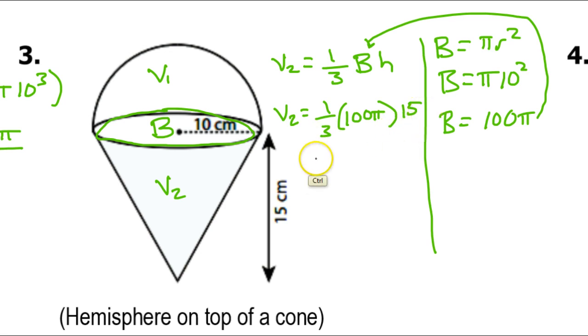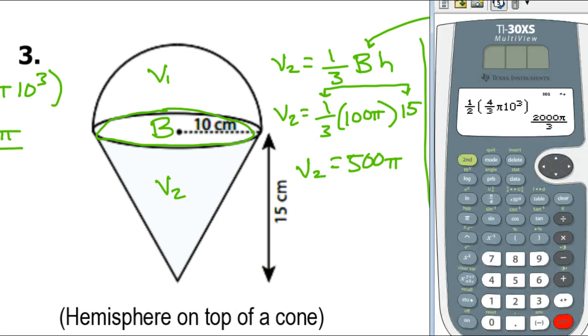So look, I'm sort of doing this in my head now, because if I look at 1/3 and I look at the 15, there's no reason why I can't multiply those together. So 1/3 times 15, 1/3 of 15 is the same as dividing by 3. So 15 divided by 3 is 5, and then 5 times 100 is 500. So volume 2 is going to be 500 pi. And probably my calculator will just do all of that anyway.